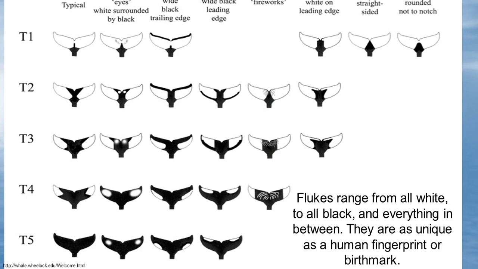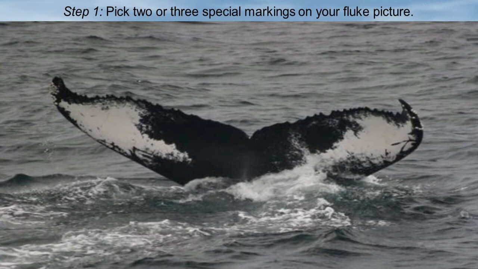We have white on the edge. We have straight-sided right here. This part is straight-sided, right? Rounded, not all the way to the notch right here, like that. And then these groups are sort of variations of the ones above them. So it's kind of like a birthmark. And like I said, the marine biologist can say, oh, there goes, whatever the name of that whale is. Pretty cool.